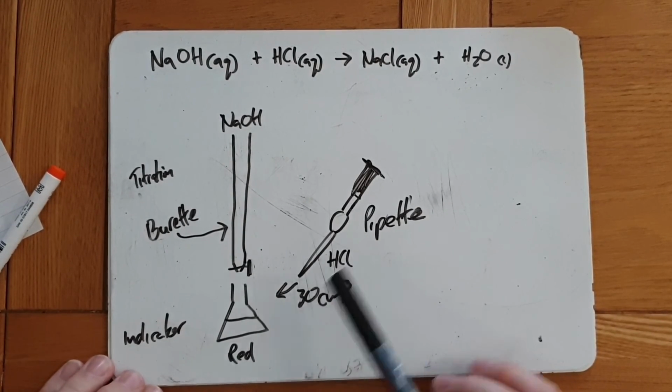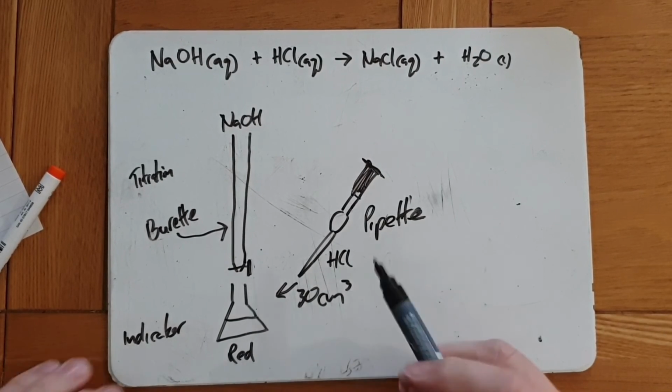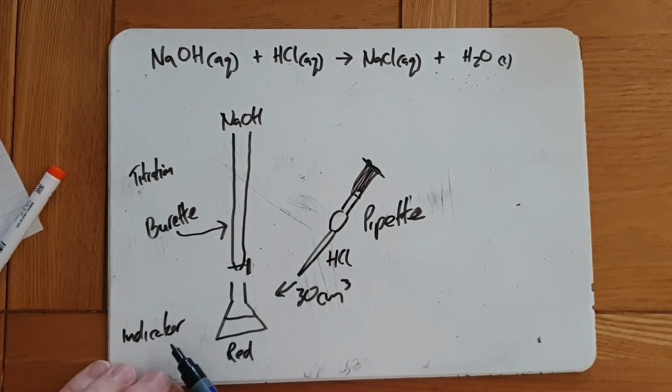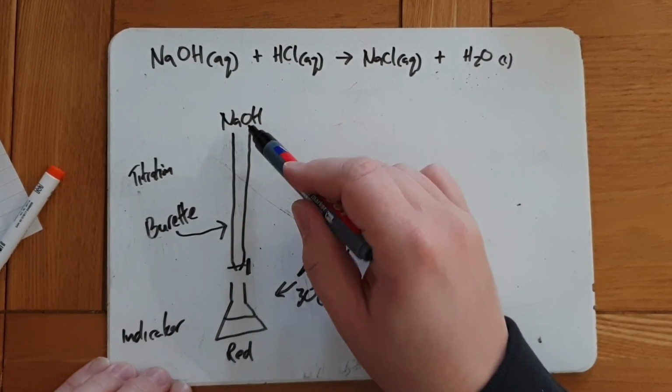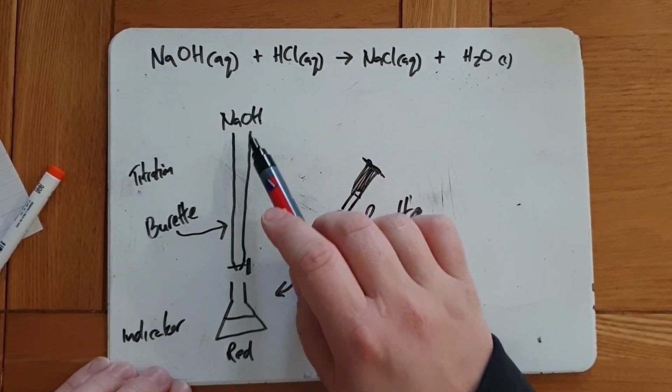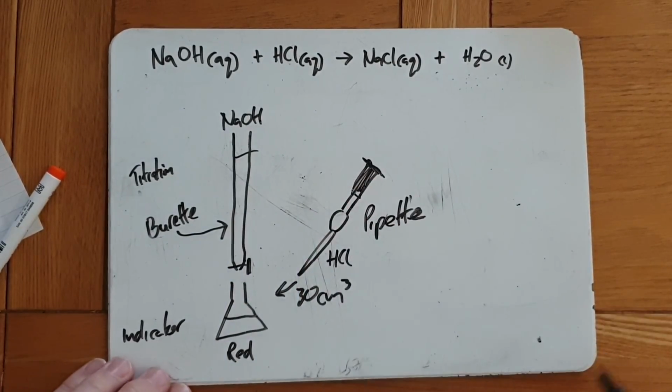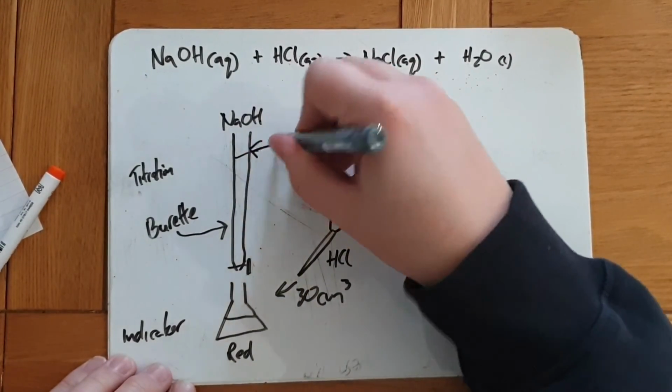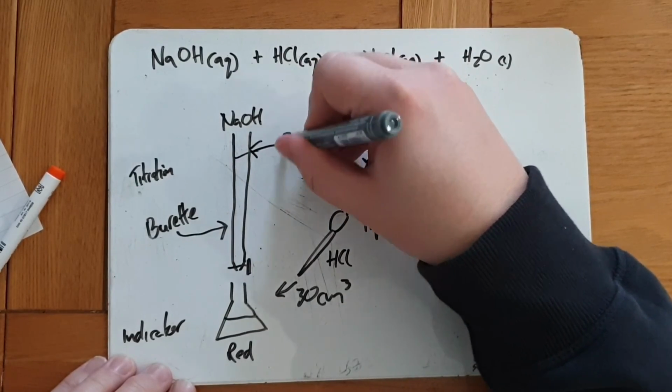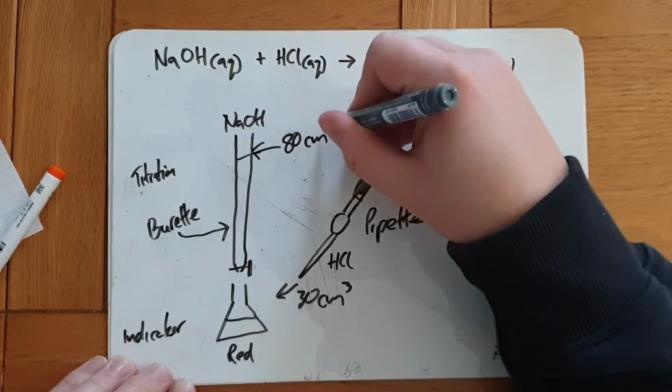So we've got acid in here, which has been measured out from the pipette. We added methyl orange as the indicator. So methyl orange, when it's in acidic conditions, is red. We've got sodium hydroxide, NaOH, in here. This is our soluble base. And so we look at the measurement of how much NaOH we've got. Let's say it's on 80 centimetres cubed.